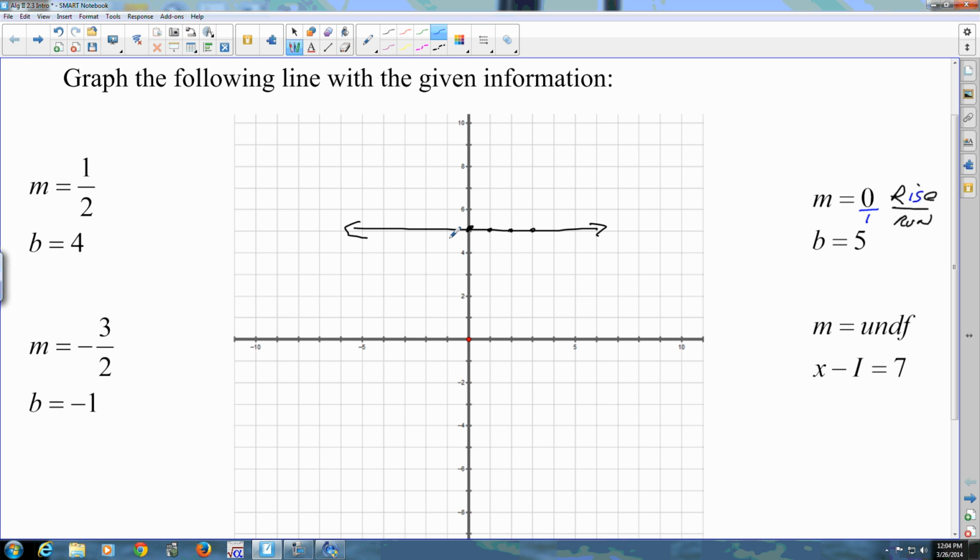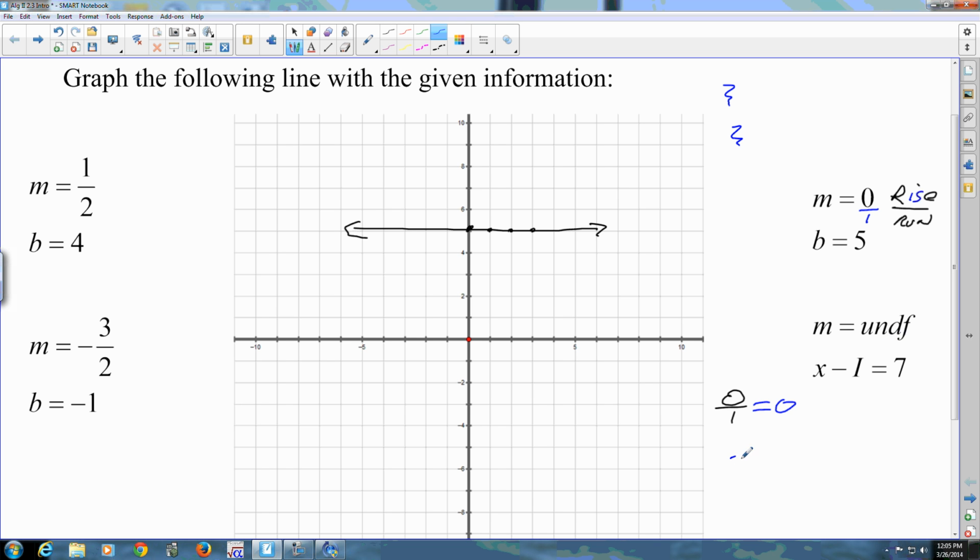So any line that's got a slope of 0 is going to be a horizontal line. Okay, now this one, undefined. Now remember what we talked about yesterday. Referencing this one up here, 0 over 1. 0 over 1 is 0.